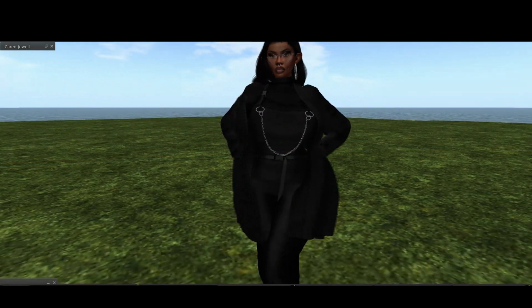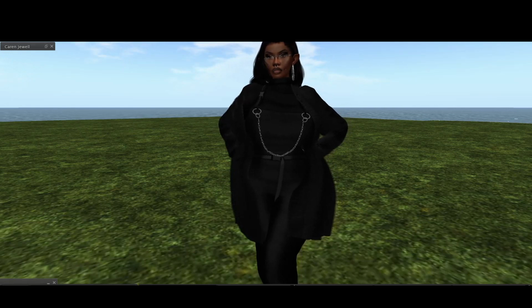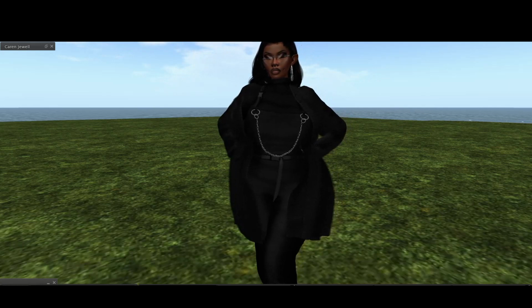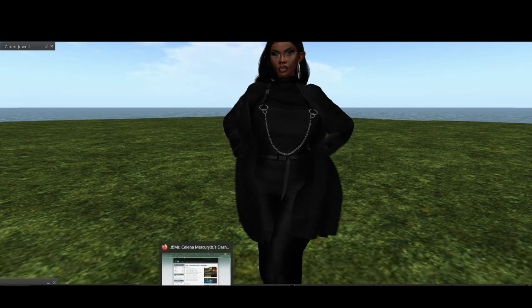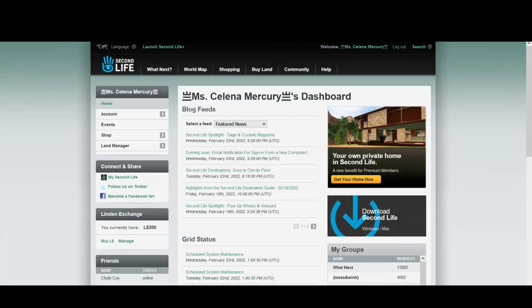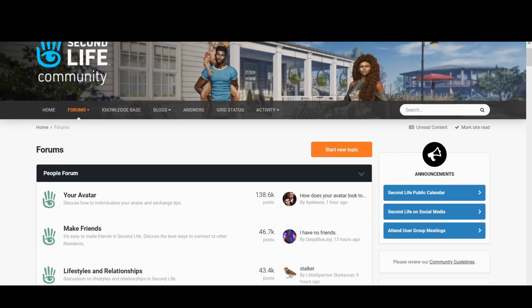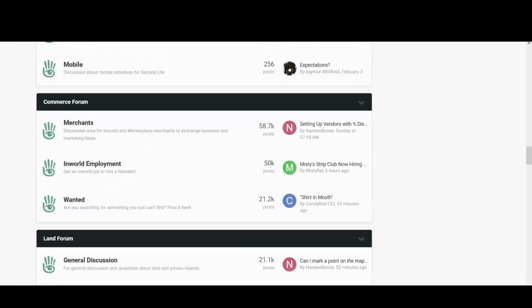The next way you can find a rental is the same way you can find a piece of land to buy or a large piece of land to buy. And again, we're staying outside of in-world tools for now, and we are going to look at our Second Life profile. You're going to go to secondlife.com, pull up your dashboard. You are going to go to community. You're going to go to forums. And you are going to scroll down until you reach land.